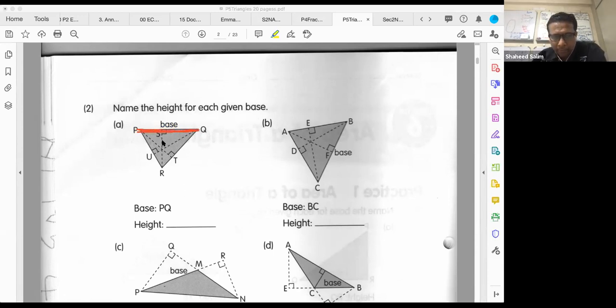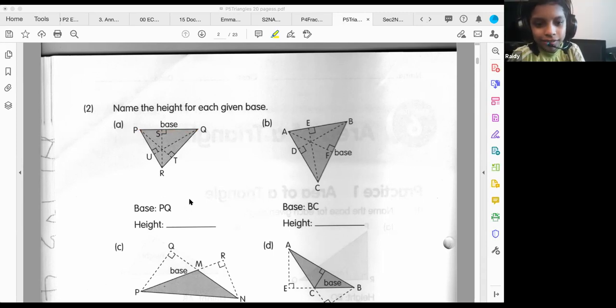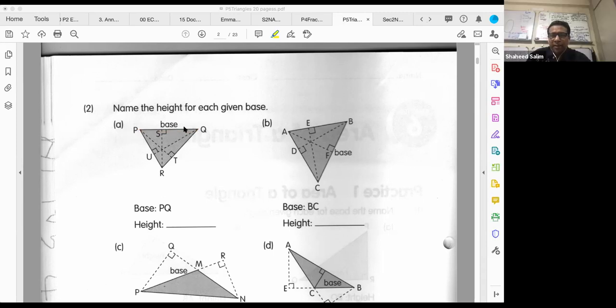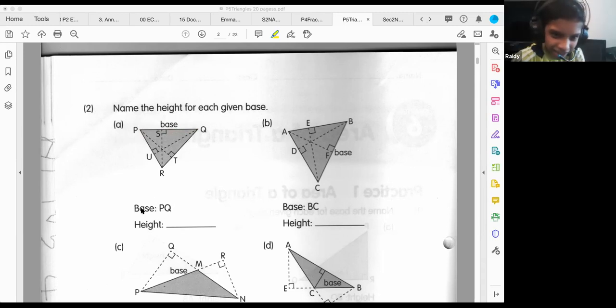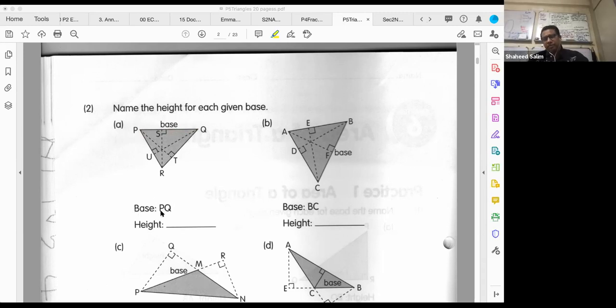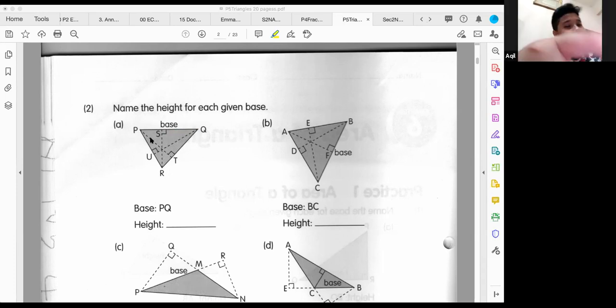Is the man down here? Let us see now. Raidi says PN. Hold on, there's no PN, Raidi. Where's the N? I put PQ, but PQ is the base already. They give you the base, which is PQ. So where is the height? TQ. PQ is the base, the tanah.